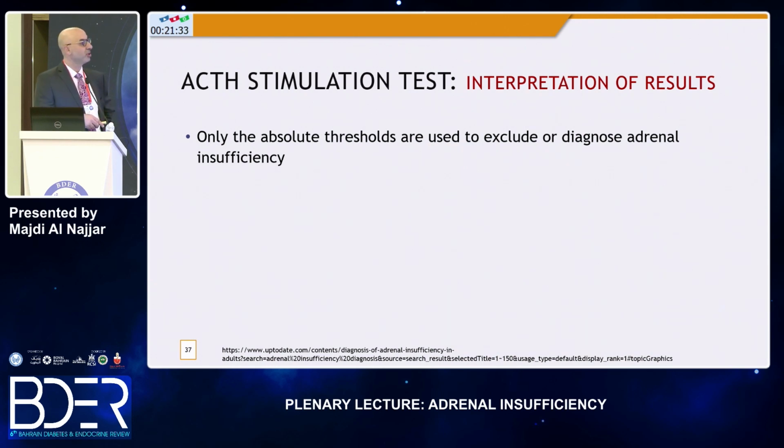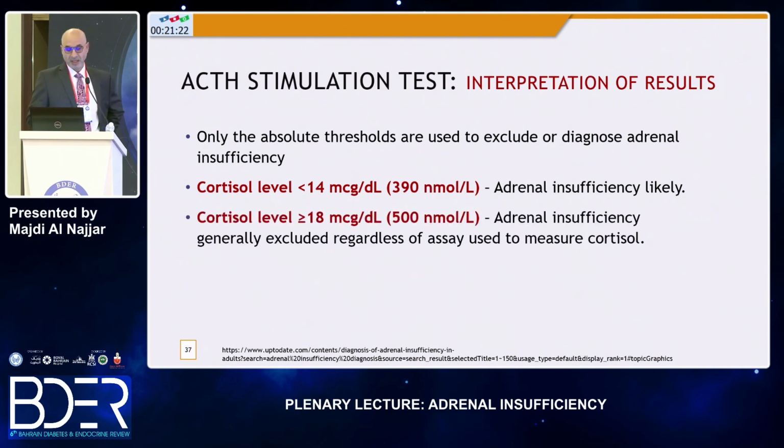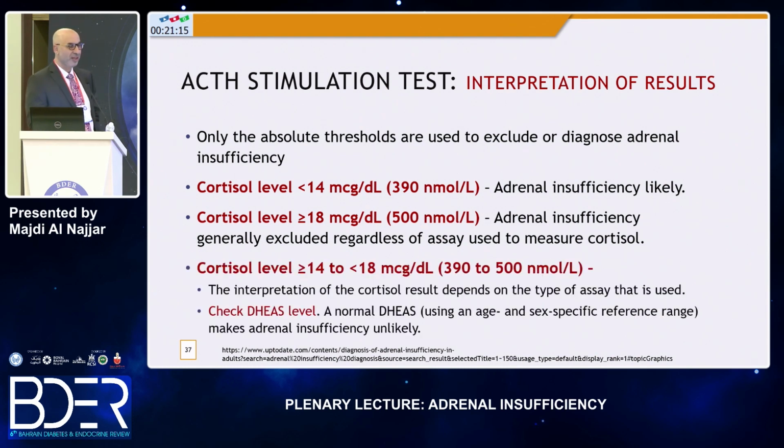We look at the threshold. It has to be above 18 to say this is normal. So if the patient's level is below 14, then we say this patient has adrenal insufficiency. If the patient's level is over 18, then we say this patient most likely does not have adrenal insufficiency. And the problem is when you have a level in between. In this case, we have to know which assay we are using, and if we don't know the assay, we have to use DHEA. The reason is that DHEA also gets low in adrenal insufficiency. So if we do it, and the blood level comes back normal for age, then it makes adrenal insufficiency unlikely.